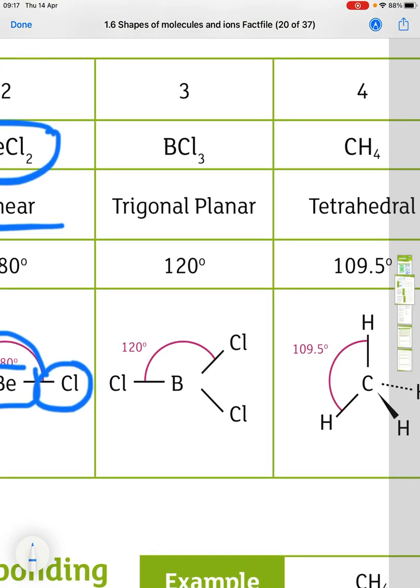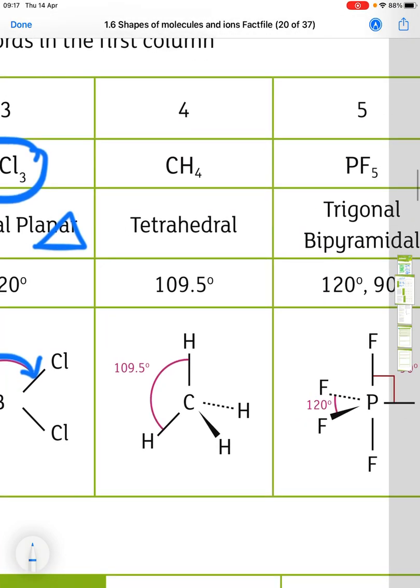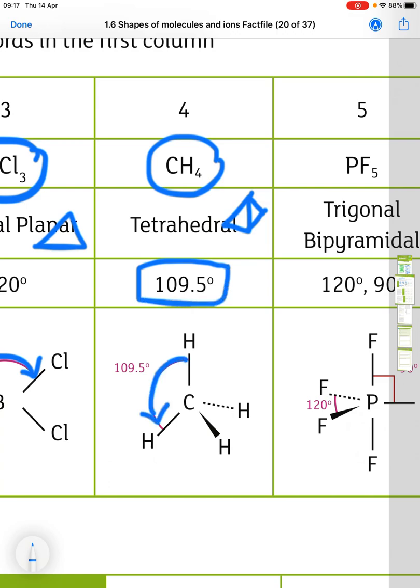The example for 3 is BCl3. It is trigonal planar, so if you look at that, it would be just like a little flat triangle, and the bond angle is 120 degrees between each of the bonds. So they're arranged in a flat triangle. The example for 4 is methane, CH4. It's tetrahedral, so if you imagine a little pyramid like that with one of the hydrogens at each corner. The bond angle then is 109.5 degrees, and that's between each of the bonds around the carbon.